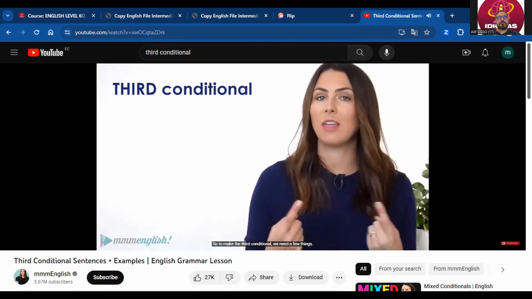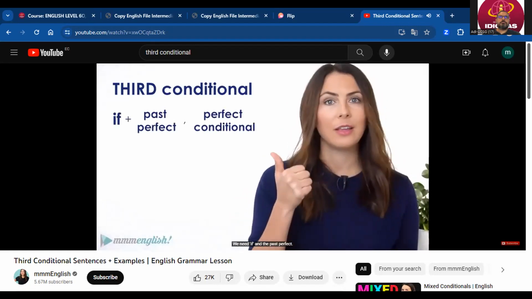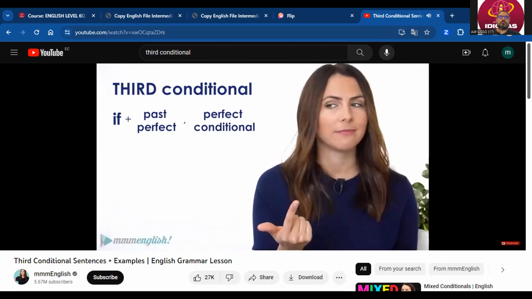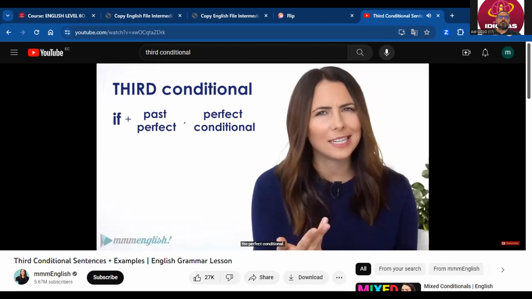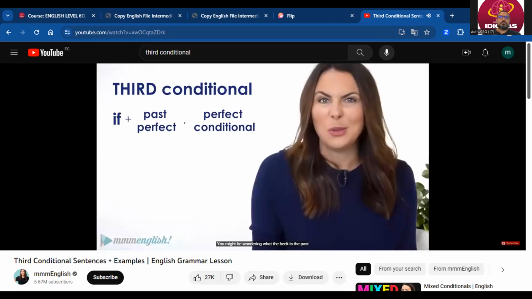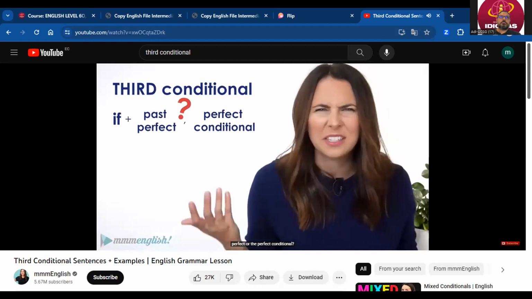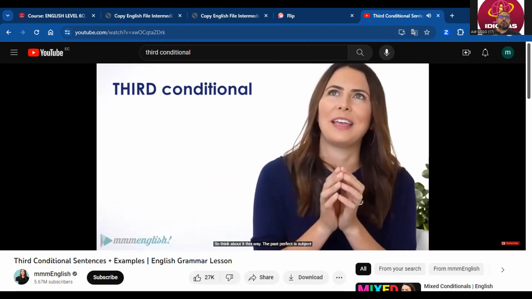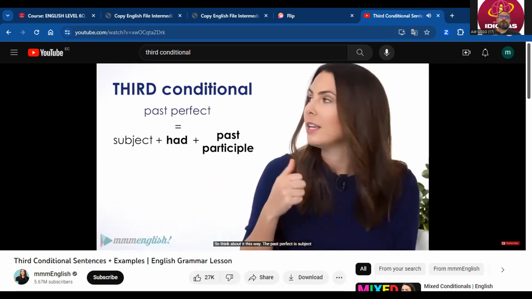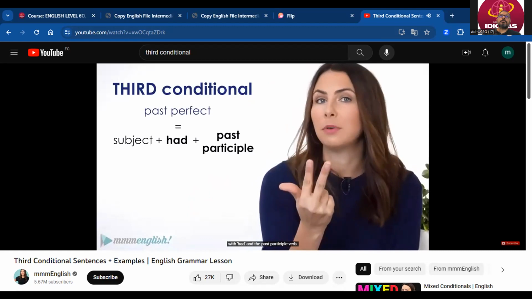So to make the third conditional, we need a few things. We need if and the past perfect. Then we need a comma, and then we need the perfect conditional. You might be wondering, what the heck is the past perfect or the perfect conditional? So think about it this way. The past perfect is subject with had and the past participle verb.